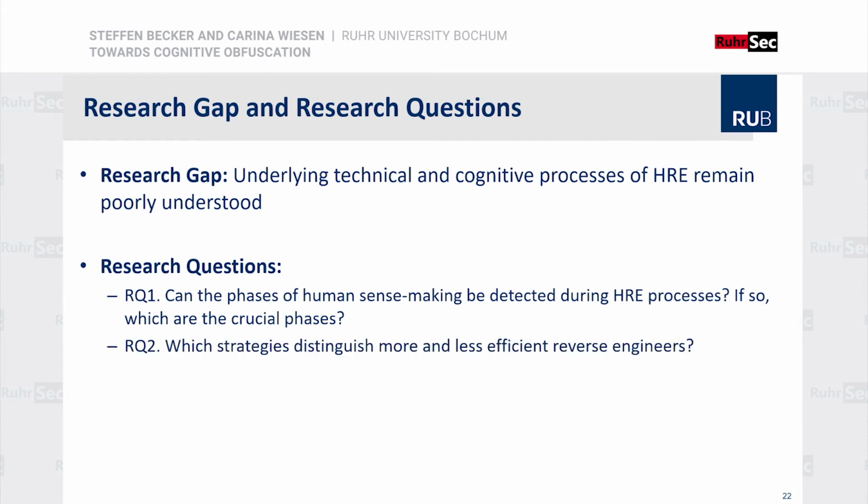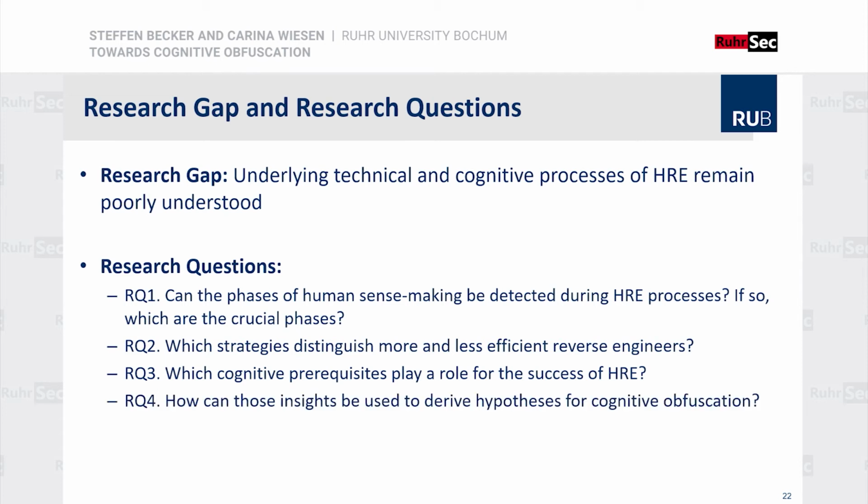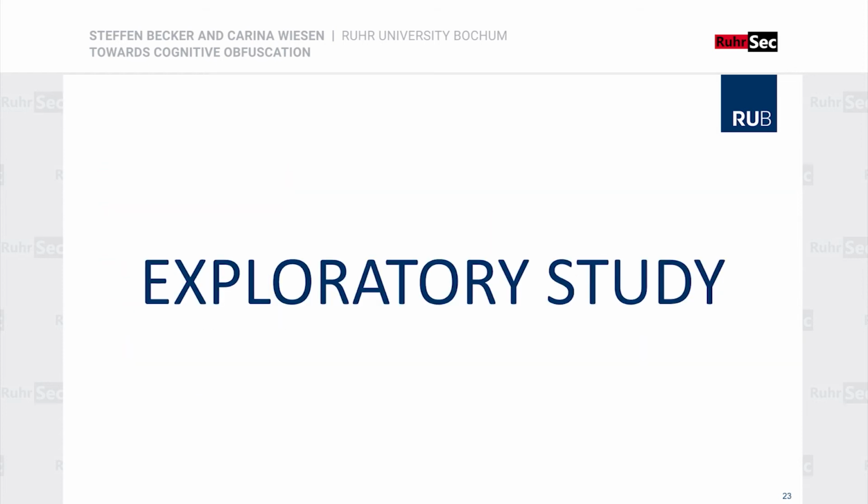Which strategies distinguish more and less efficient reverse engineers? And which cognitive preconditions play a role for the success of hardware reverse engineering? How can those insights be used to derive hypotheses for cognitive obfuscation? In order to answer those questions, we conducted an exploratory study. Please note that this exploratory study and the results are under submission.